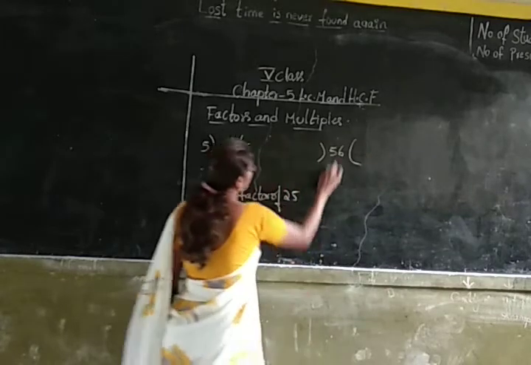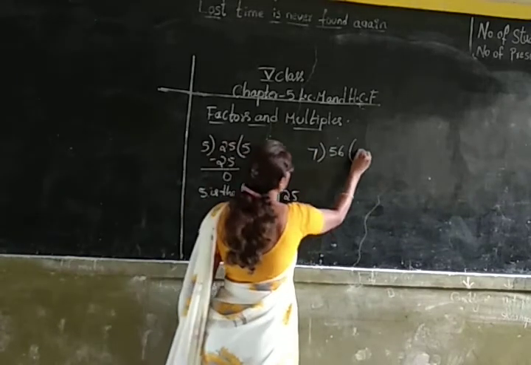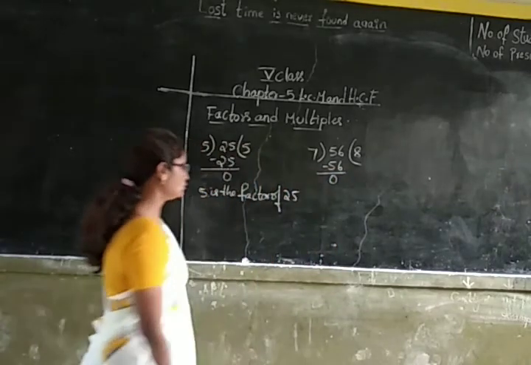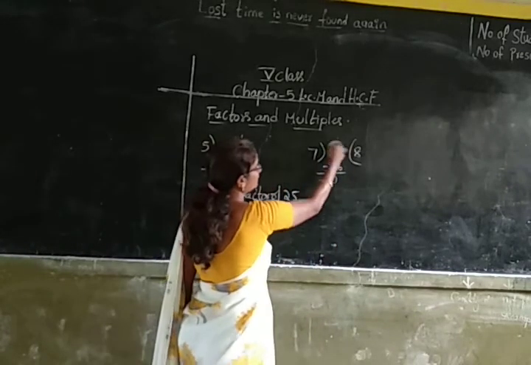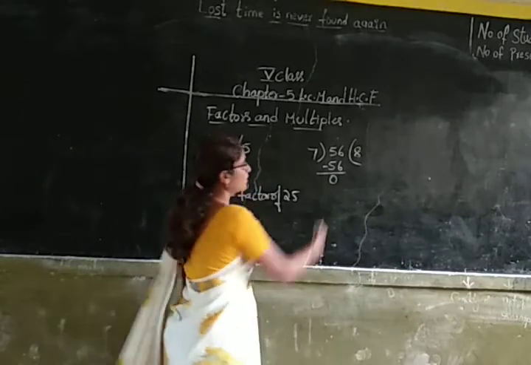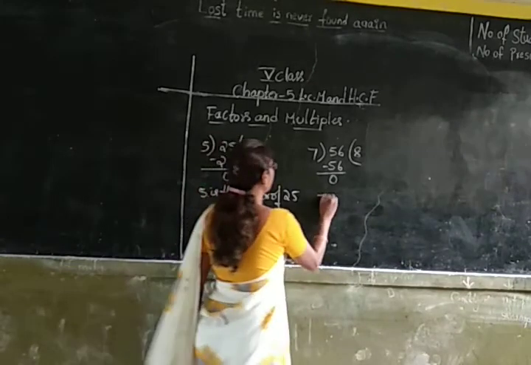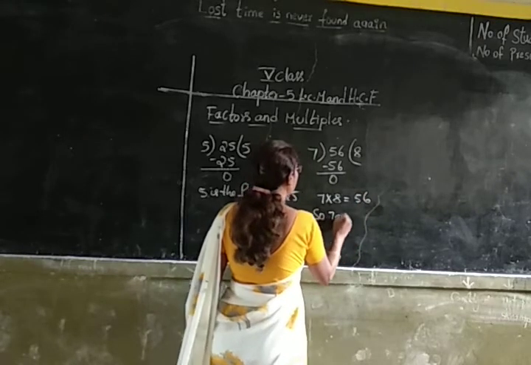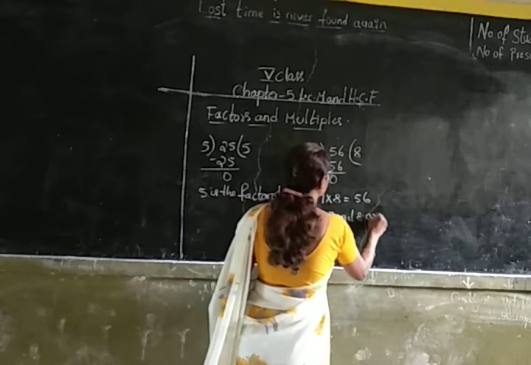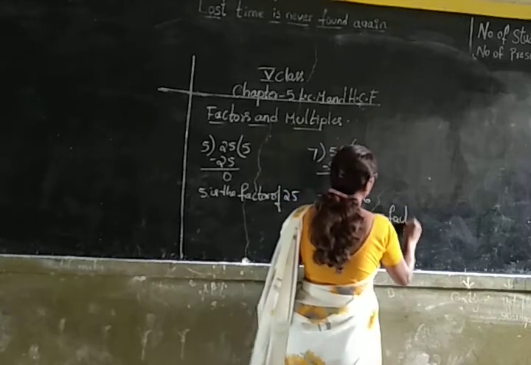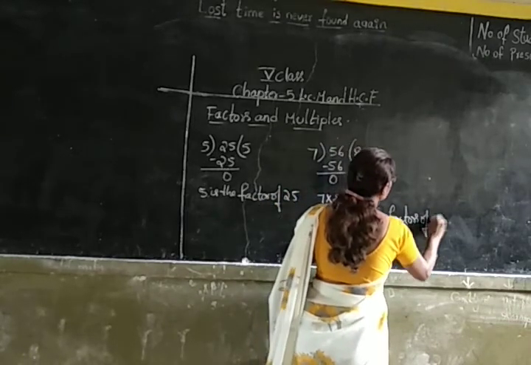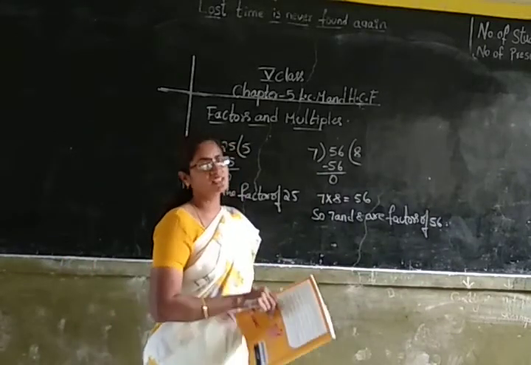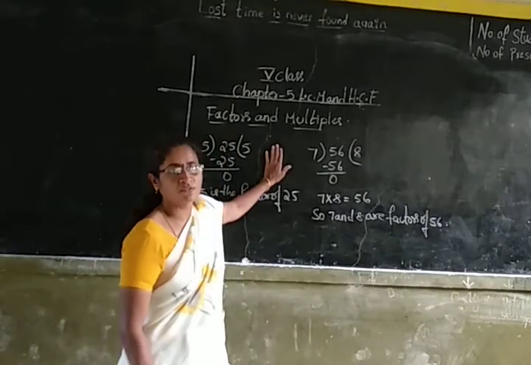Okay children, let us take one more example. Let us divide 56 with 7. 7 8s are 56. Here the remainder is 0. So 7 has completely divided 56 because here we got the remainder as 0. So 7 and 8 are factors of 56. Did you understand, children? So, did you understand what is the factor?